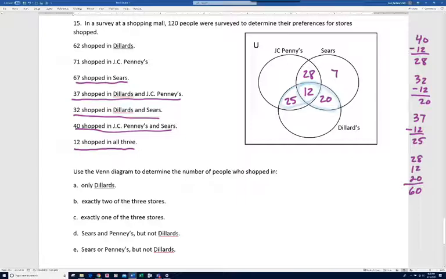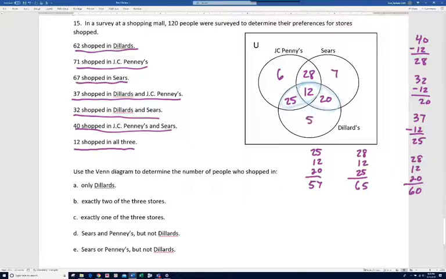All right, and next it says 71 shopped in JCPenney's. Well, if we look in the JCPenney circle, we already have 28, 12, and 25, which is 65. And there's supposed to be a total of 71 in the JCPenney circle, so subtract 71 minus 65, and you get 6. All right, we've got one more to go. 62 shopped in Dillard's. So in the Dillard's circle, there should be 62. We already have 25, 12, and 20, which is 57. 62 minus 57, you get 5.